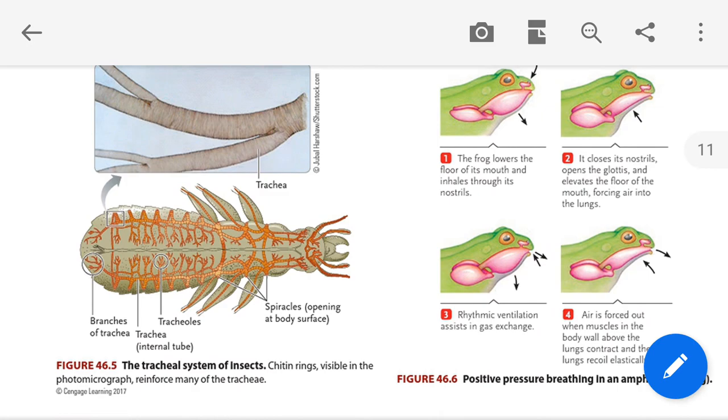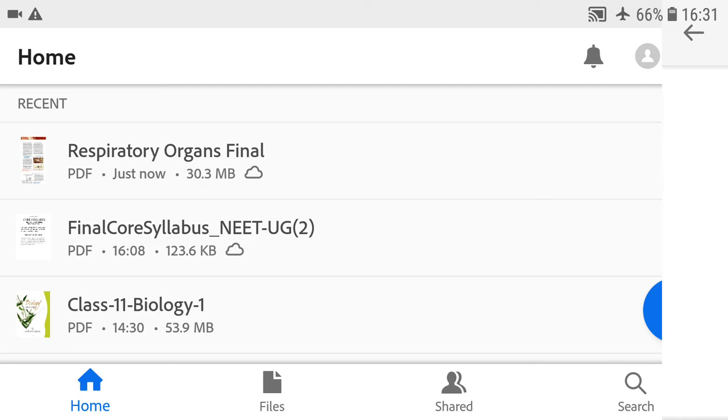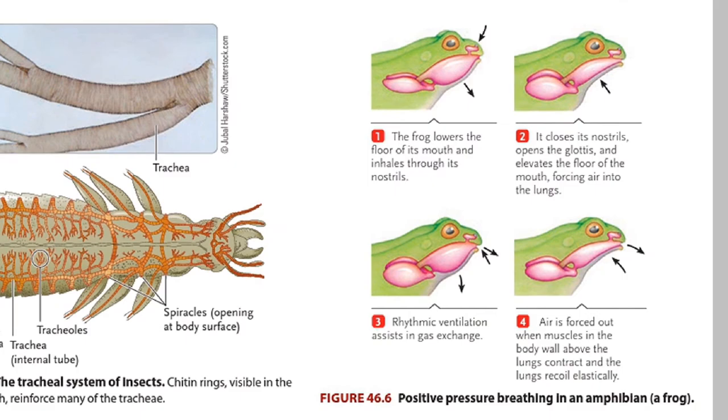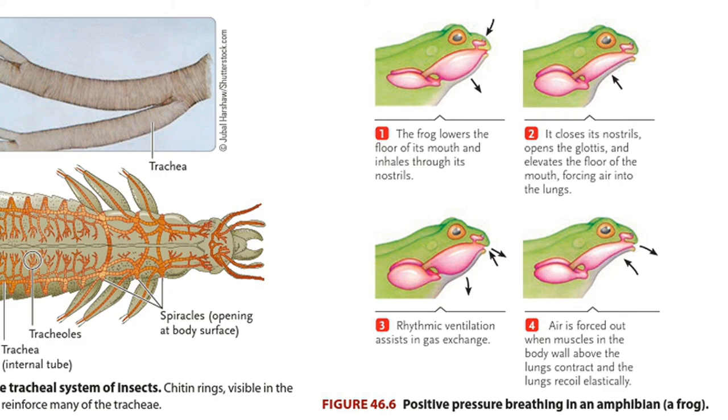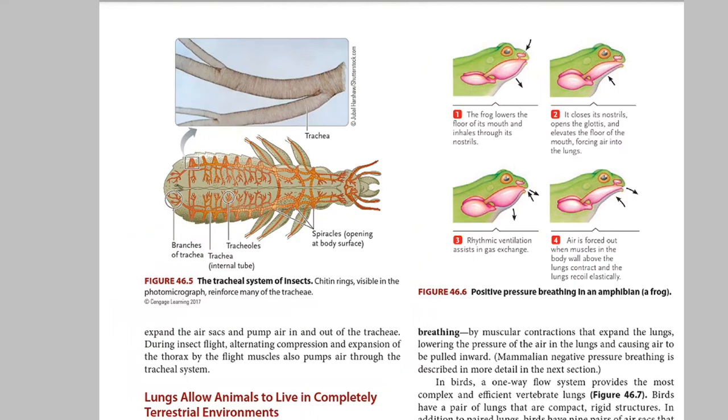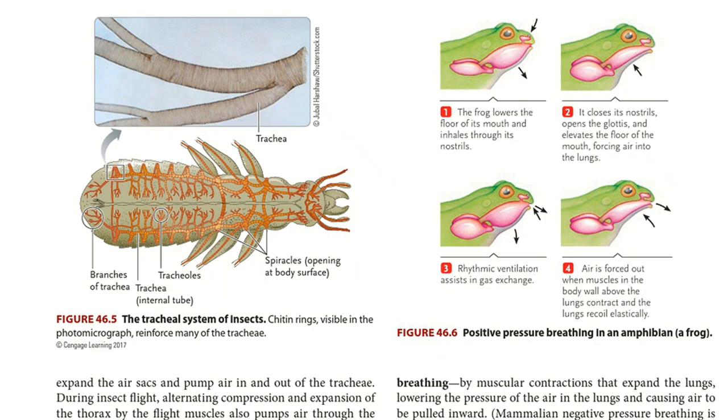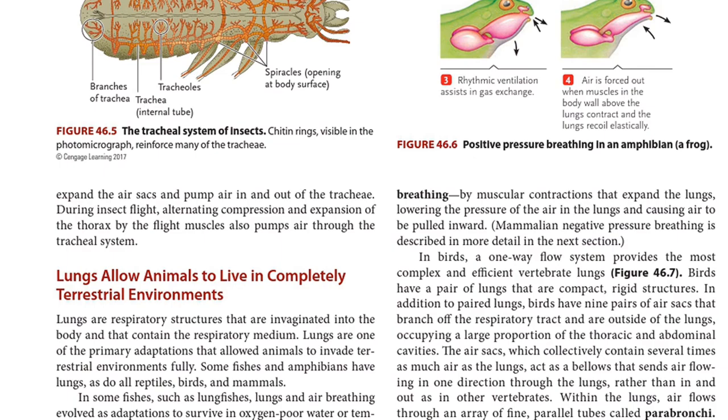Here the respiration process of frog, that is the amphibian, is shown. We are going to discuss this also, but right now I am showing you this tracheal system of insect. So for insects, we remember the tracheal system of respiration.